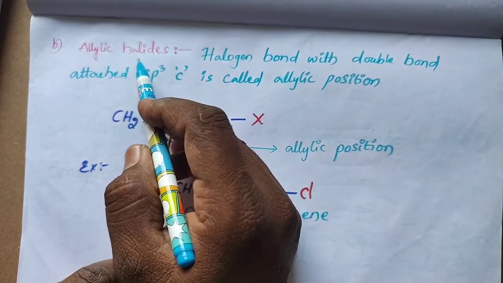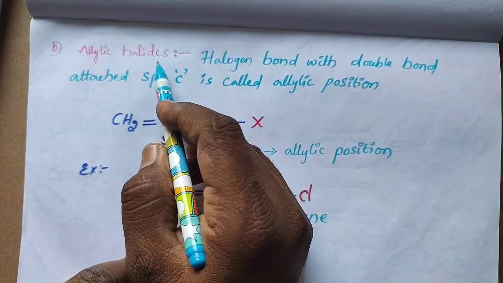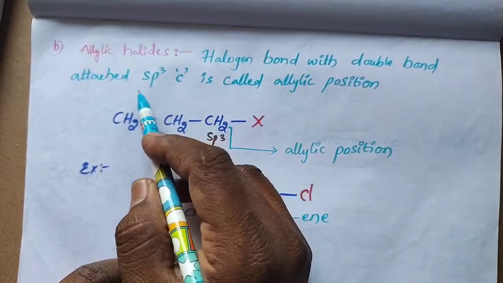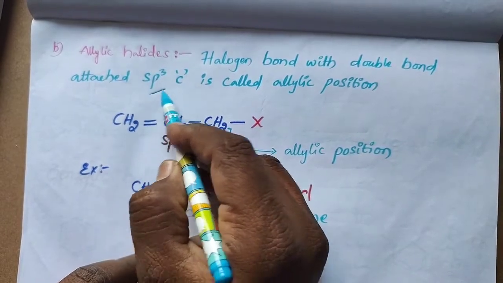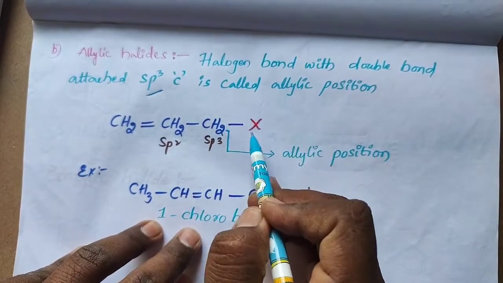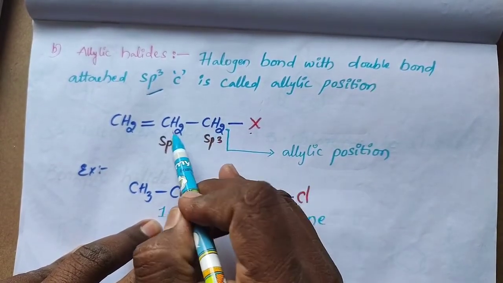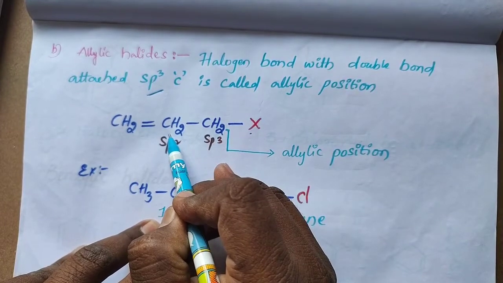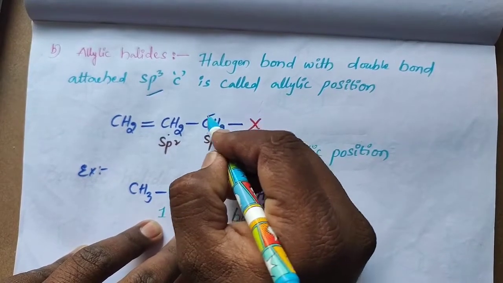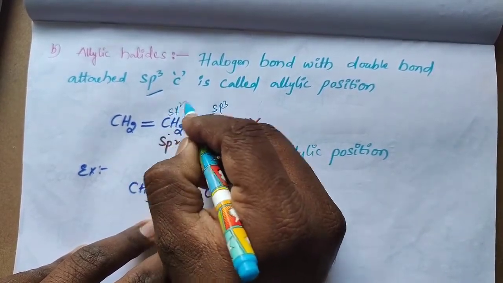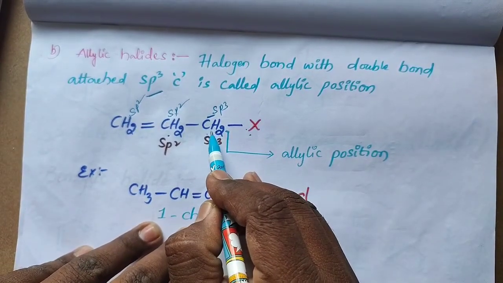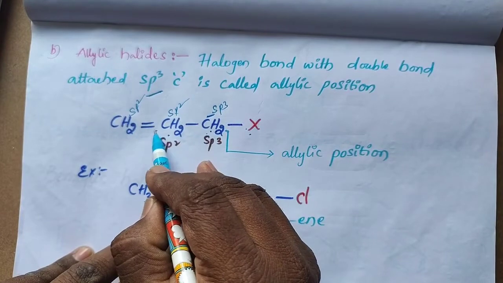Next, alkyl halides are completed. Next one is allylic halides. That means a halogen bonded with an sp3 carbon attached to a double bond is called the allylic position. What does that mean? The halogen is bonded with an sp3 carbon. This carbon is sp3, and these carbons are sp2. So the halogen is bonded to the sp3 carbon, which is attached to the double-bonded carbon.